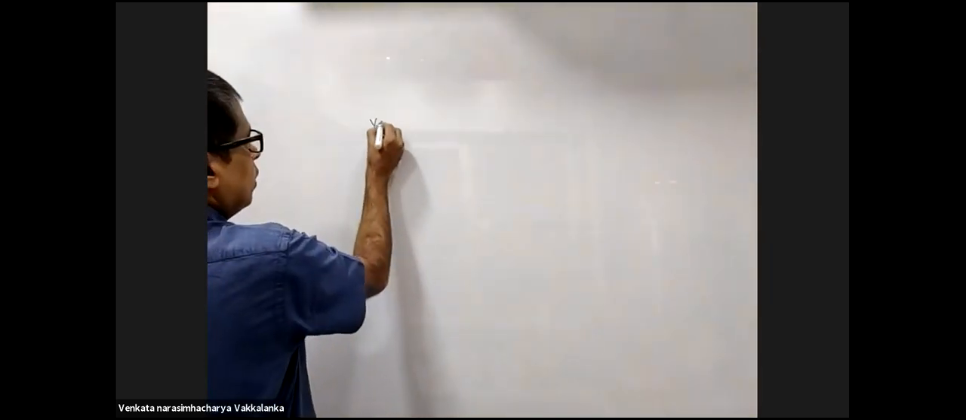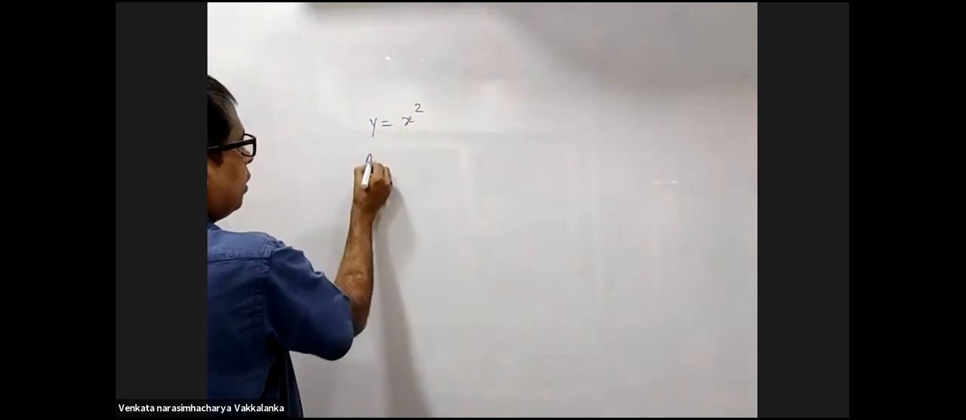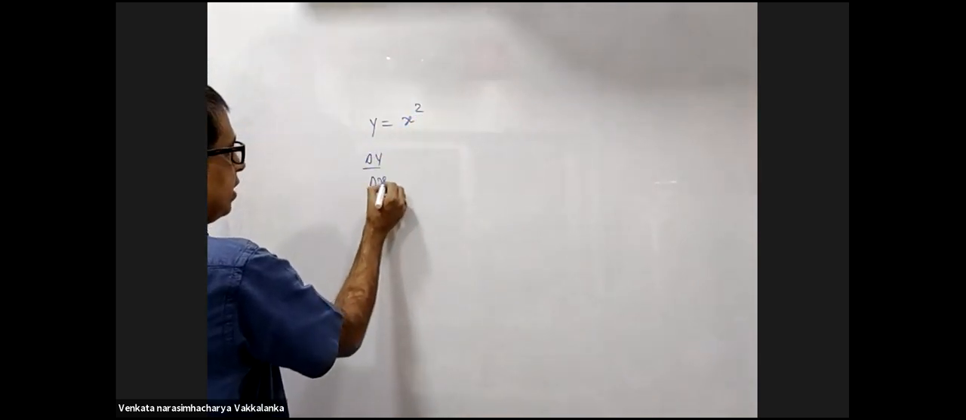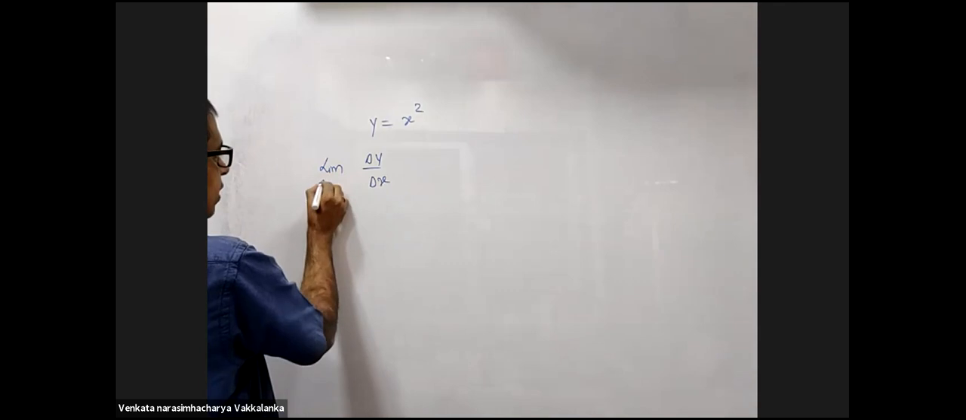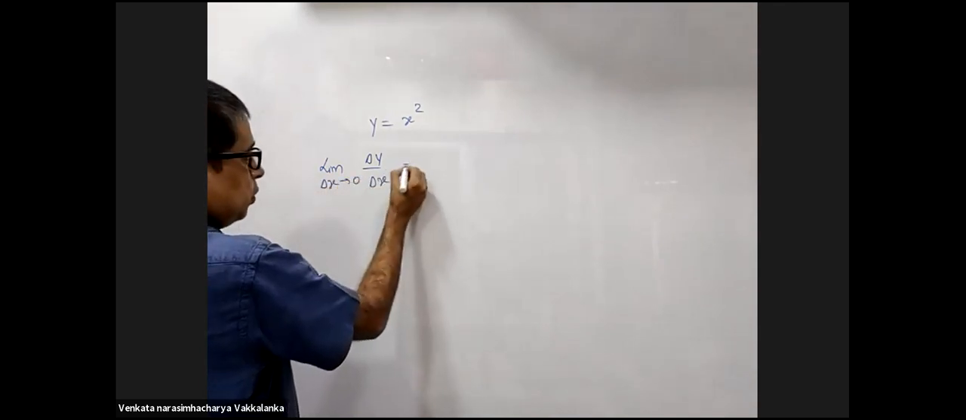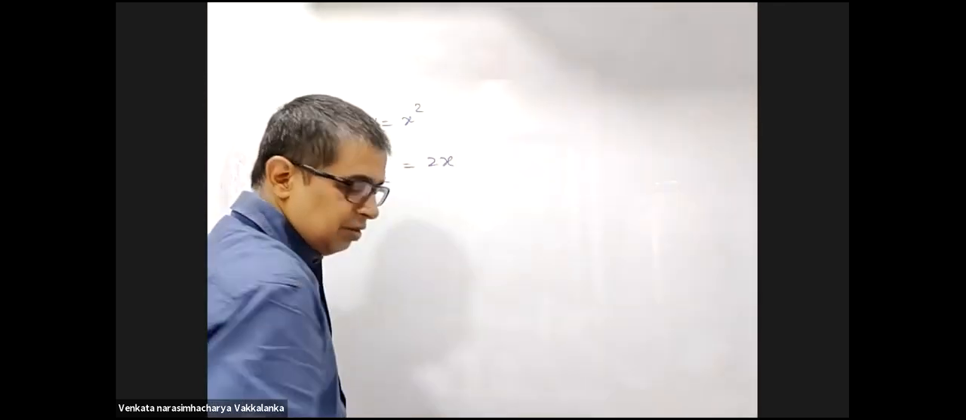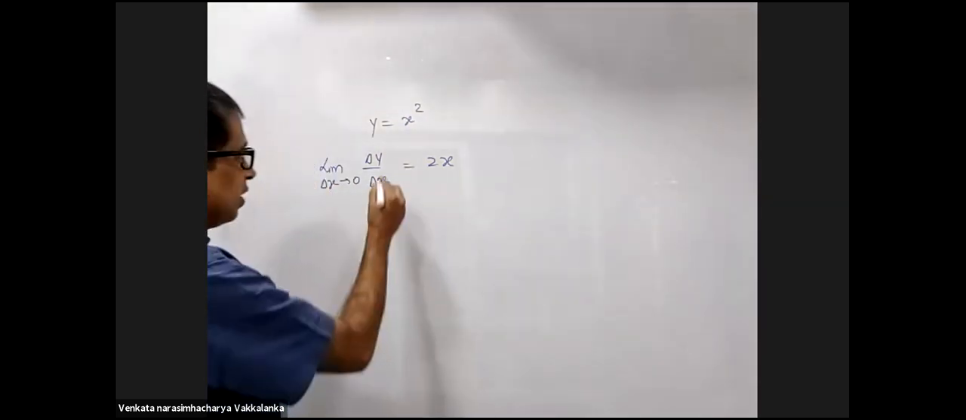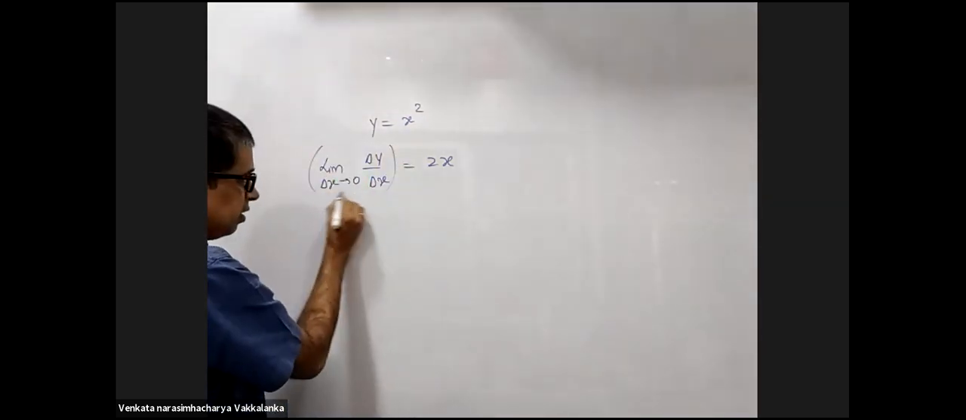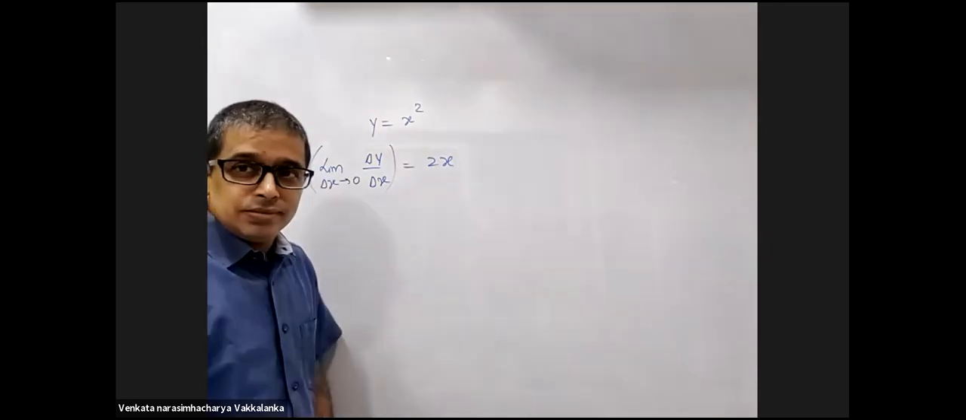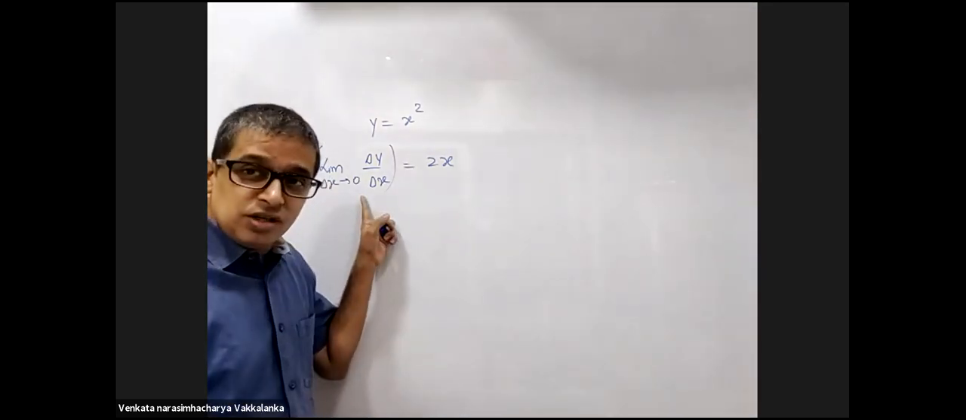Y equal to x square. What did you get? Limit delta x tending to 0 of delta y by delta x is 2x. You got this as 2x. Good. So you claim that this is the slope.